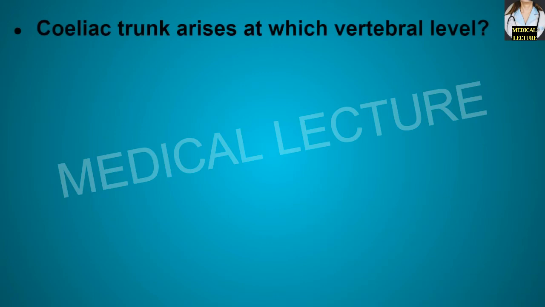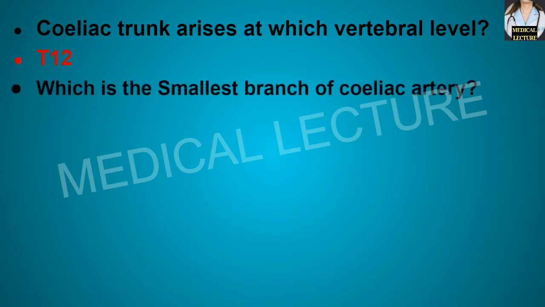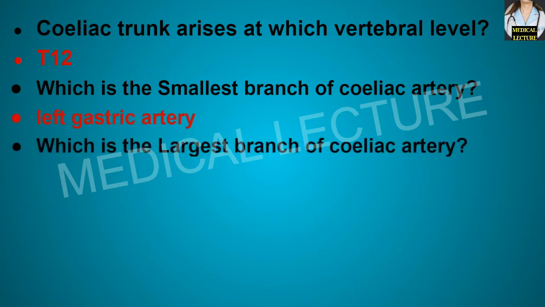Celiac trunk arises at which vertebral level? At the T12 vertebral level. Which is the smallest branch of the celiac artery? It is the left gastric artery. Which is the largest branch of the celiac artery? It is the splenic artery.